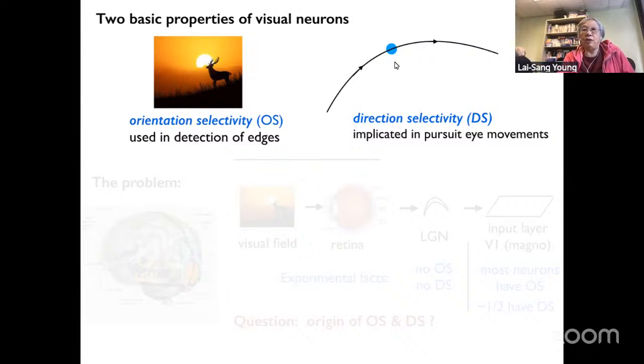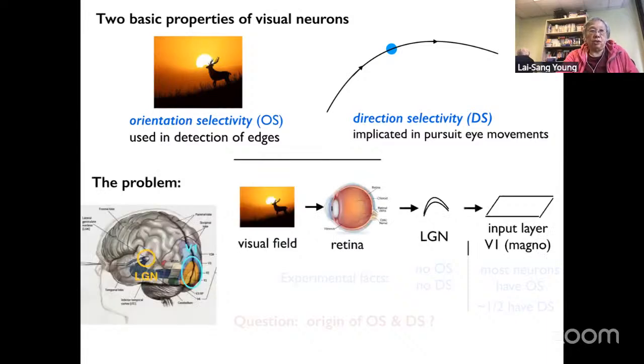So what we need is the ability to anticipate the direction of movement. And this ability to anticipate the direction of movement is called direction selectivity. So these are the two properties that I'm going to talk about throughout the whole talk. So what is the problem?